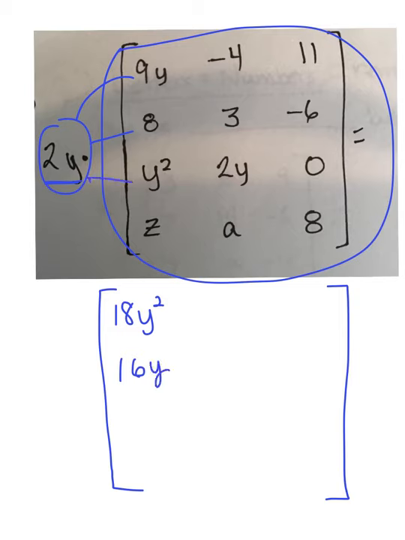2y times y squared, there's no other number, so the 2 just comes down. We have 1y here and 2y here, so we have a total of y to the 3rd power. 2y times z, there's no other numbers, so it's just 2, and then a y and a z, again in alphabetical order. 2y times -4, -4 times 2 is a -8.